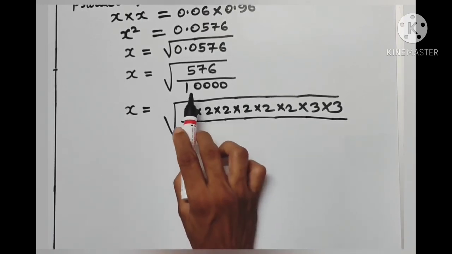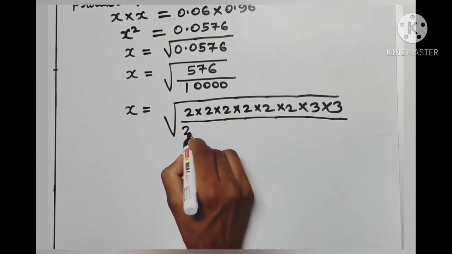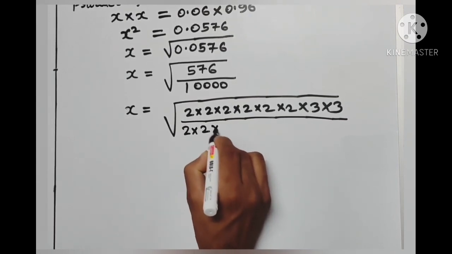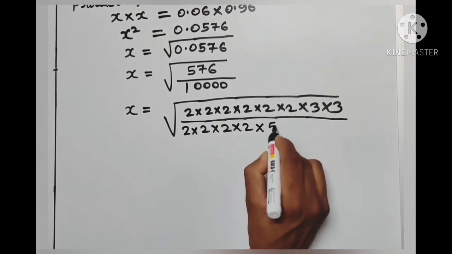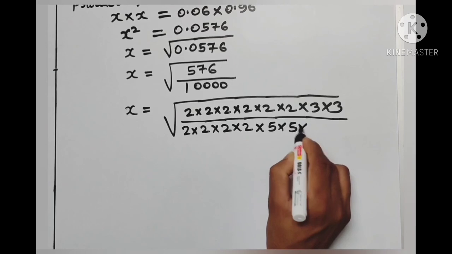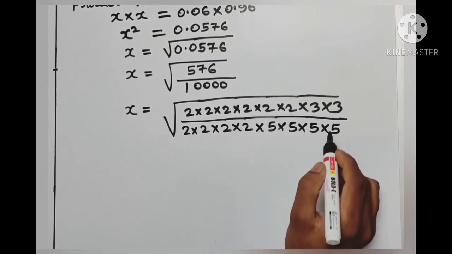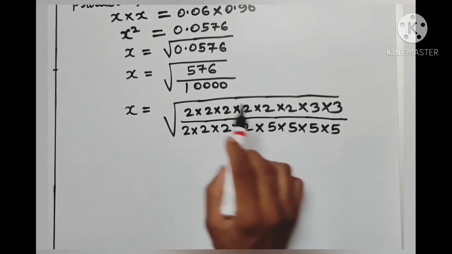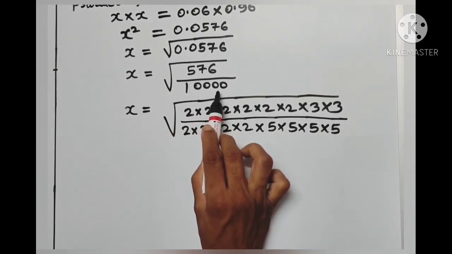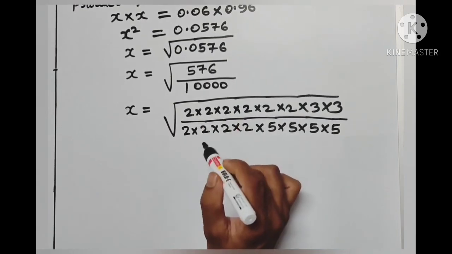And the prime factorization of this 10,000 is: you will get 2 into 2 into 2 into 2, 4 times, and 5 into 5 into 5 into 5. It is also 4 times. These are the prime factors of this number 10,000. Clear? Now, what will be our next step?